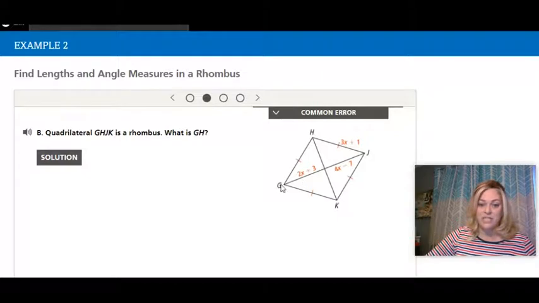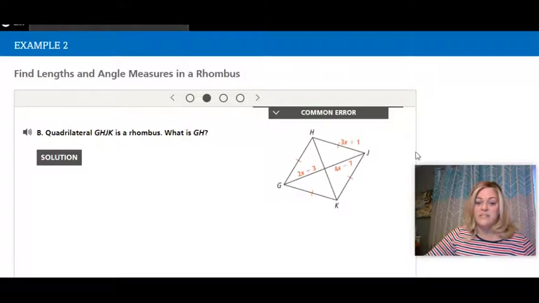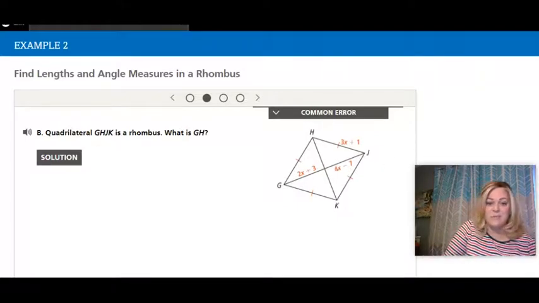So this is a rhombus. What is GH? Now, all these sides are the same. So if I can find HJ, then it's going to be the same as GH. But first, I need x. So I look at these. Ooh, this diagonal. Remember, it's bisected. The diagonals bisect each other. So I'm going to set both of those sides equal to each other.